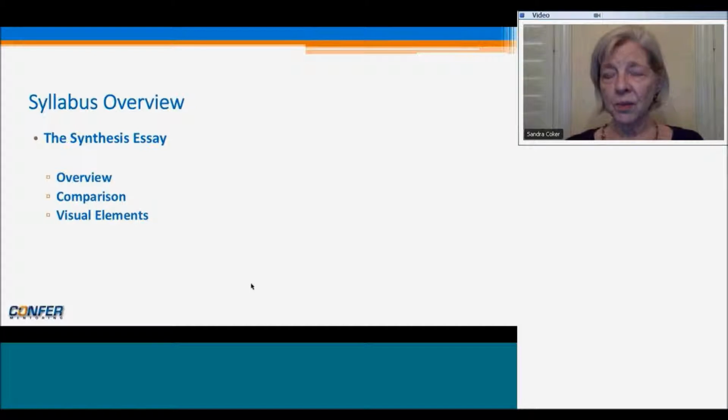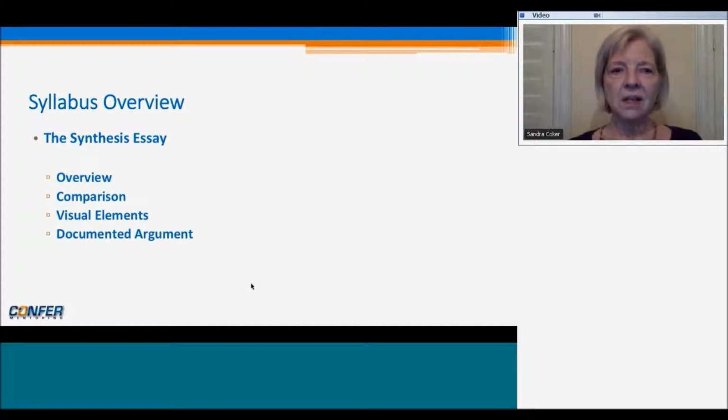Visual elements are a part of the synthesis. So we have a vocabulary for talking about visuals, should the students decide to, but at least they need to have that skill set and that knowledge in place in order to understand how the visuals contribute to an argument or are an argument.